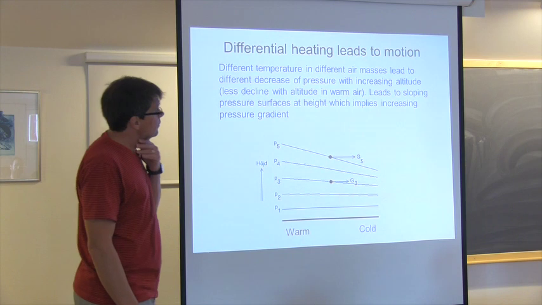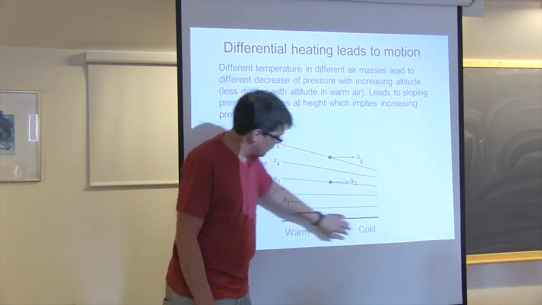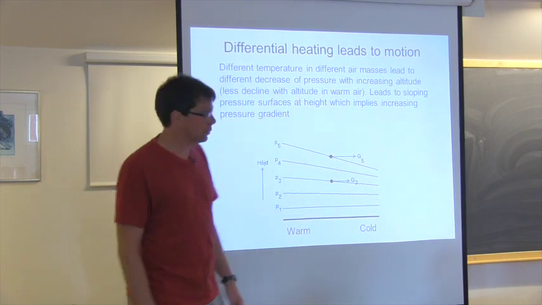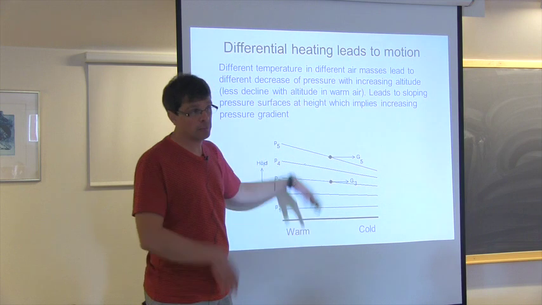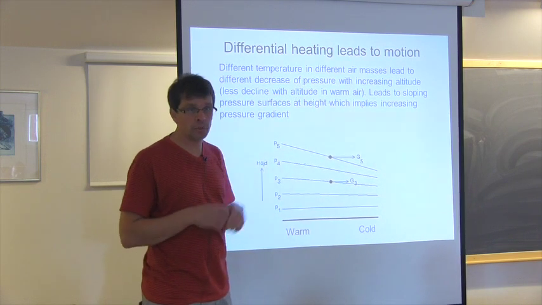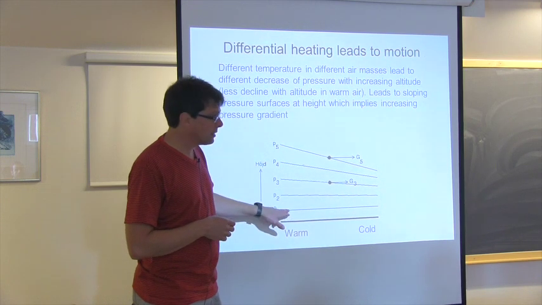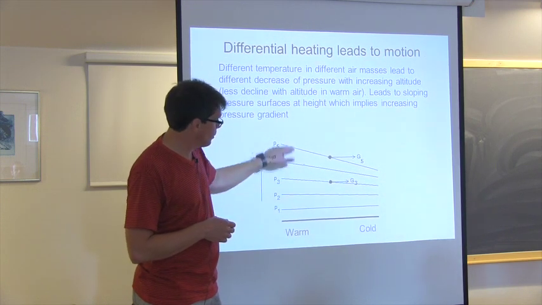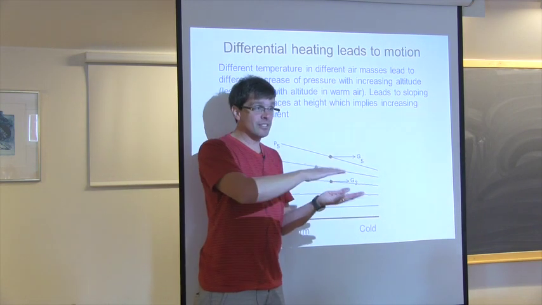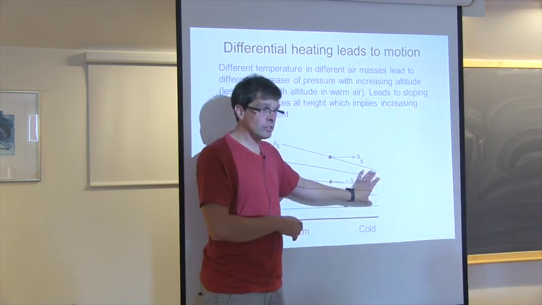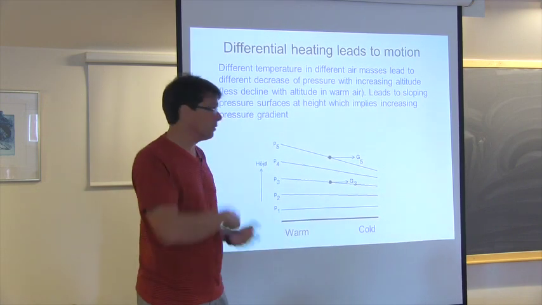So if we have surfaces like this, we have a warm area in the tropics and cold areas closer to the poles. If we look at pressure surfaces in the atmosphere, something we meteorologists often do, then we know that in warm air these pressure surfaces will be more apart from each other compared to in cold air. Cold air is more dense, so here these pressure surfaces are closer to each other, while warm air is less dense and they are more apart from each other.